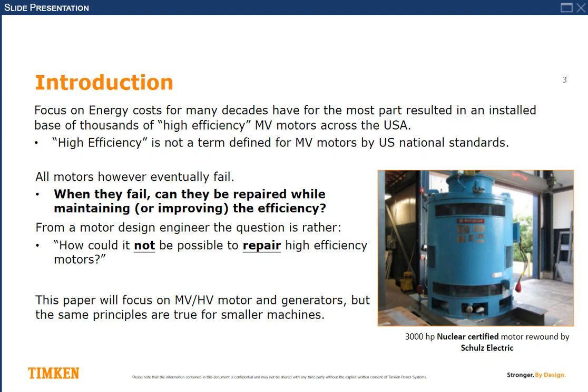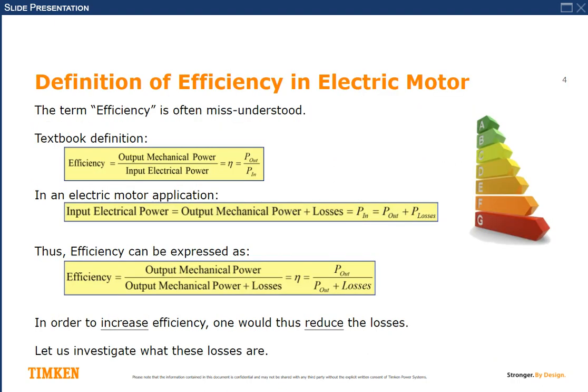From a design engineer's perspective, like myself, the question is almost, how could it not be possible to repair this high efficiency motor? I'd like to give you a little bit of an insight of what these machines' losses are about, and what we can do to make sure that we do repair it correctly. So this paper will focus mostly on medium and high voltage motors and generators. The same principle is true for all the machines.